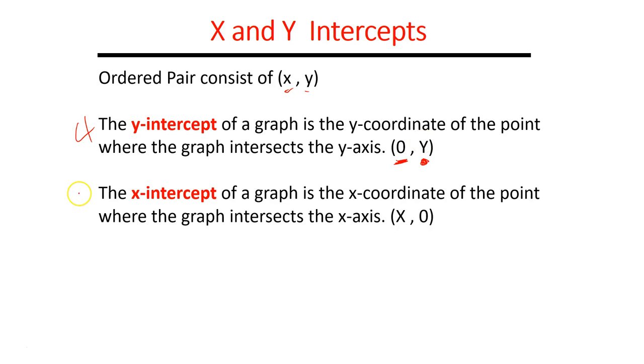And then the x-intercept of a graph is the x-coordinate of the point where the graph intersects the x-axis. So at that point, y will be 0, and the x will be some number wherever the line crosses the x-axis. Let's take a look at an example of this after you get a chance to write this down. Sub, please give the students a moment to copy all this down.